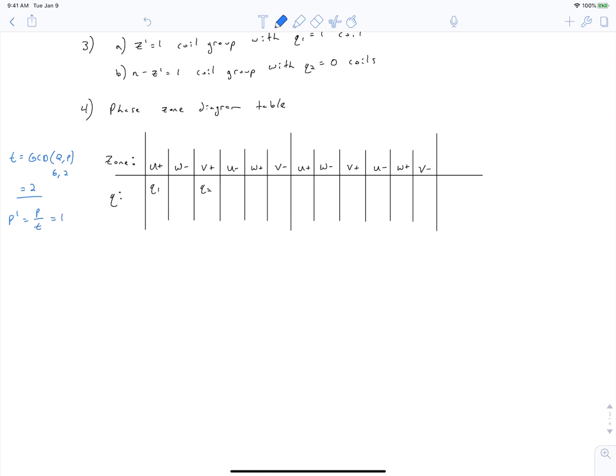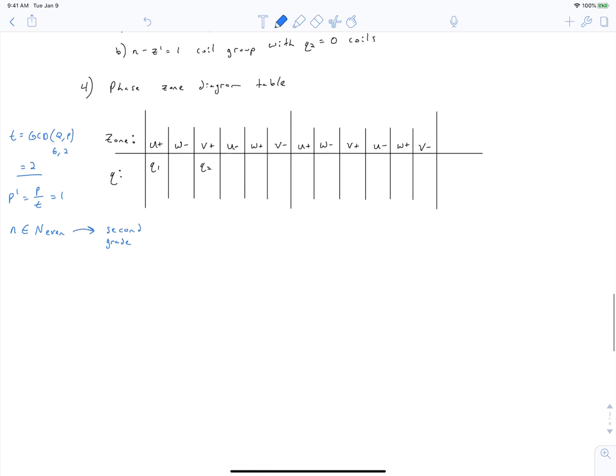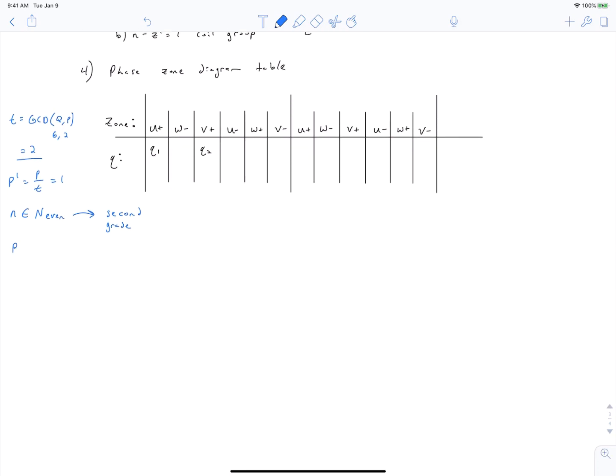And since N in this case is an even value, we know that we have a second grade winding. And for second grade windings, we know that our base winding length needs to be twice the value of where our magnetic conditions repeat. So that means that P star, the number of pole pairs in our base winding, needs to be equal to 2 times P prime. And when we talked about base windings, it's summarized in the table in your textbook that has the parameters of base windings.